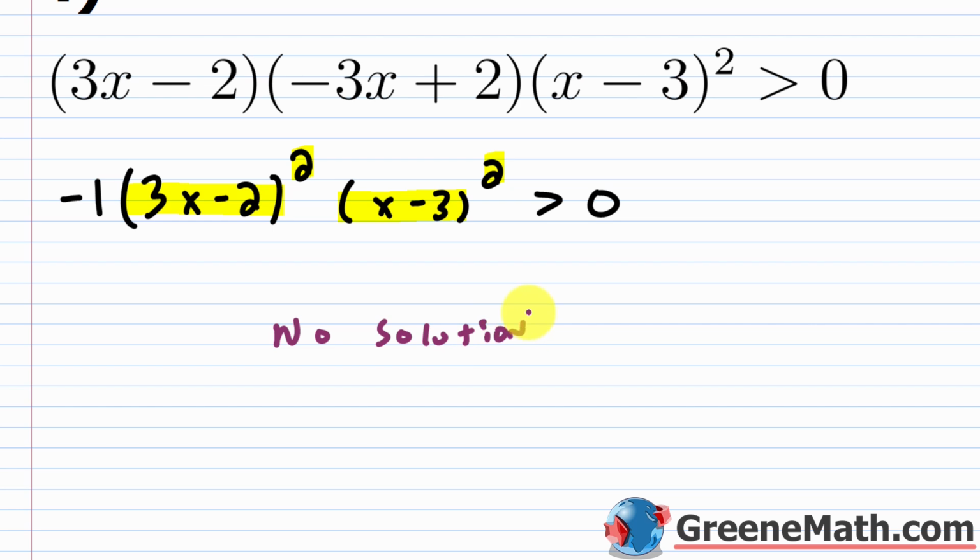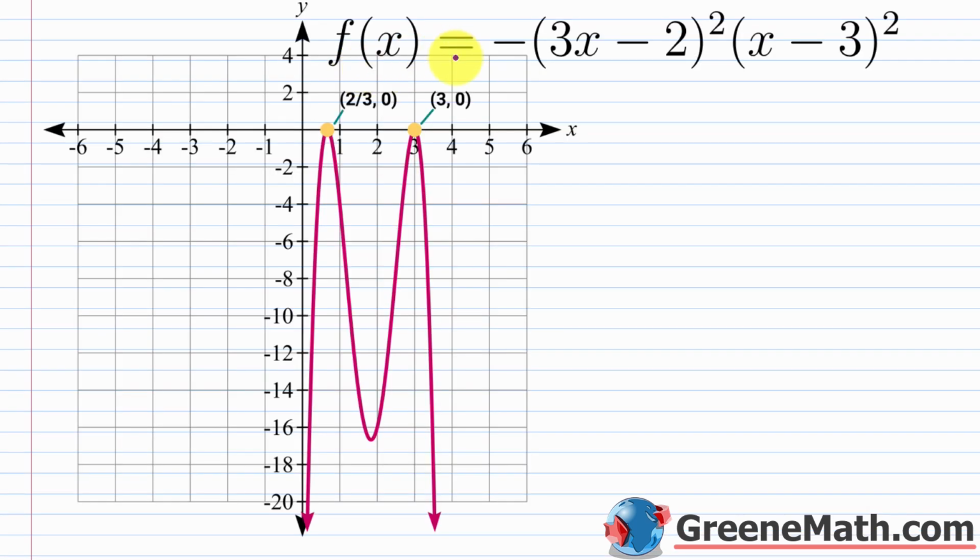Now I'm going to show you the graph. So this is f of x equals the negative of the quantity 3x minus 2 squared times the quantity x minus 3 squared. And again, this x-intercept here, which is 2/3 comma 0, this is coming from this guy right here. Again, you have an exponent of 2, so that 0 has an even multiplicity, so we're going to touch and turn around at that x-intercept.